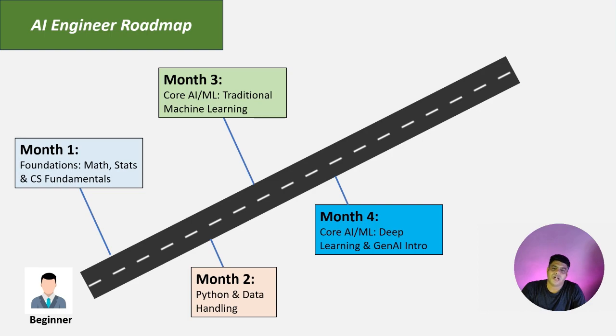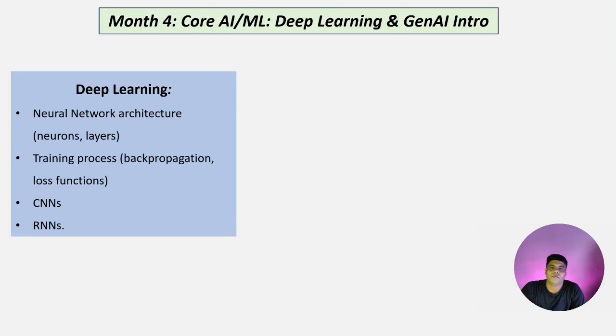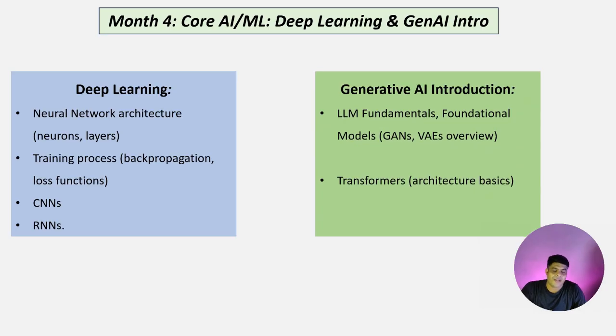In month 4, you will start learning about deep learning and GenAI. So understand what are neural networks, how the neural network architecture works, what is the training process, what do you mean by CNN or RNN and how they work. Generative AI introduction: understand what is an LLM, what are the fundamentals of a large language model, what are the different foundational models available, understand what are transformers and how transformers play a role in the LLM.